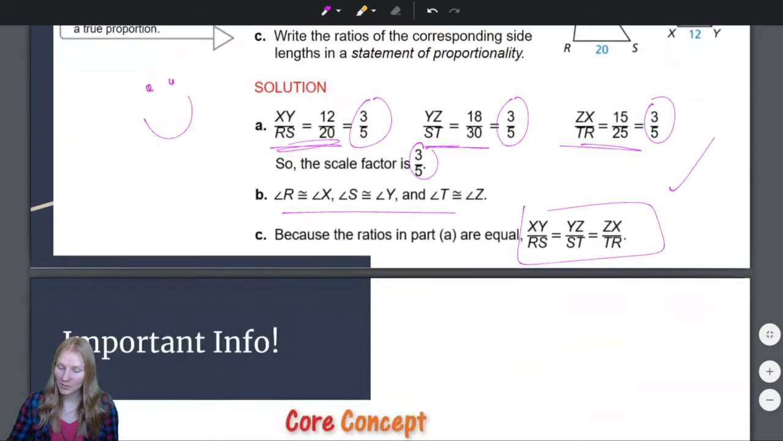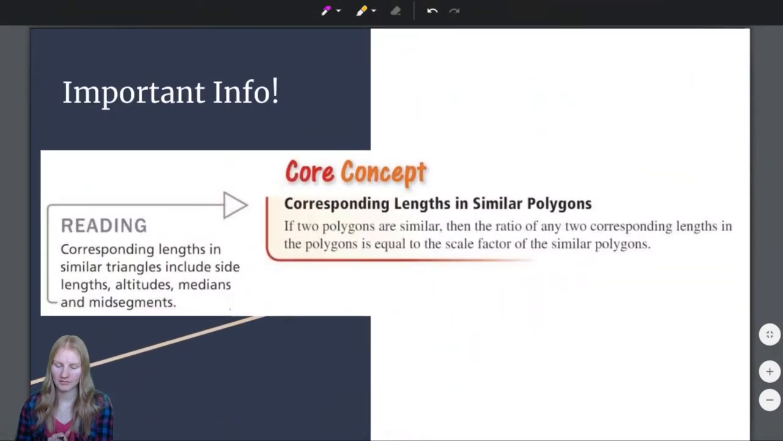Okay, one more example to do. First, corresponding lengths in similar polygons. If two polygons are similar, then the ratio of any two corresponding lengths of the polygon is equal to the scale factor of the similar polygons. So what this means, any two corresponding lengths. So if I know that the polygons are similar, I can work with two ratios of corresponding lengths instead of all three of them. That's what that means.